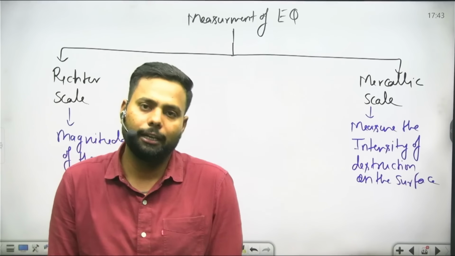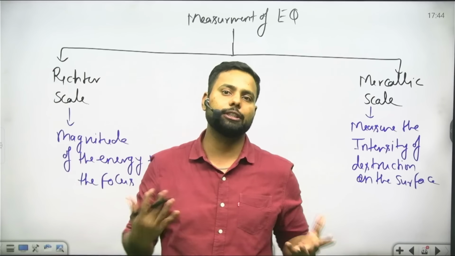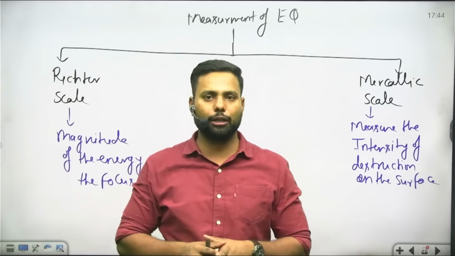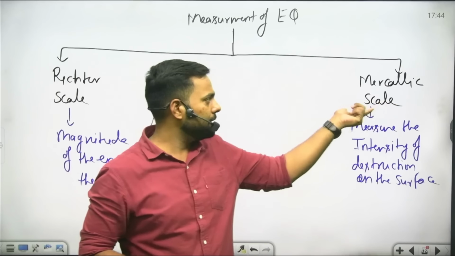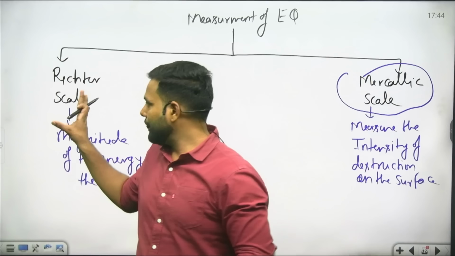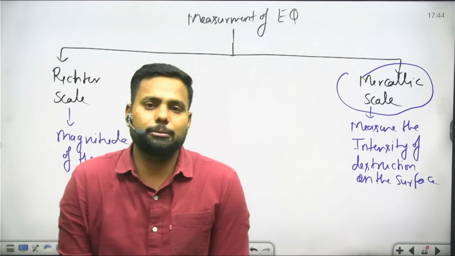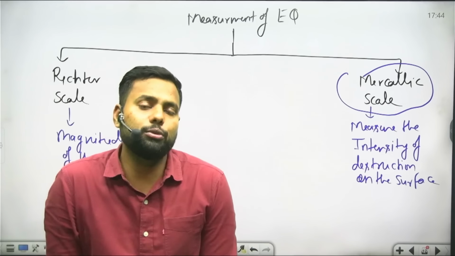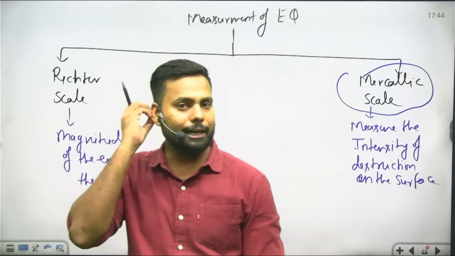Mercalli scale क्या करता है. Mercalli scale measures the intensity of destruction over the earth surface. कि सरफेस पे कितना नुकसान हुआ. It can be measured by the Mercalli scale and it is the manual scale है. ठीक. Where is the Richter scale? Richter scale is measuring the magnitude, how much amount of energy is released from the focus. Focus से कितना amount में energy निकला.